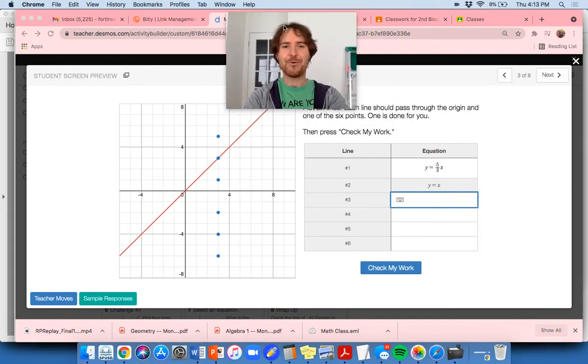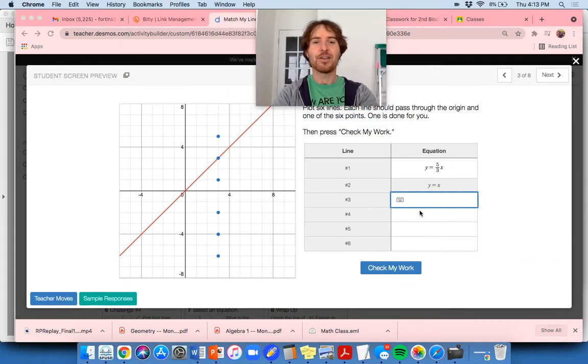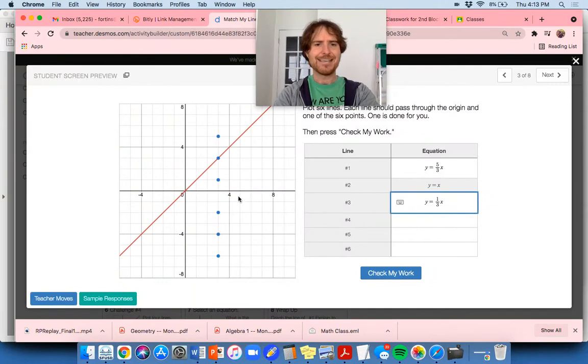Are you confident about that one too? I think you are. Okay, 3. This one here, so my run is 3, so I rise 1, I run 3. That's going to form that line right there, okay? So I'm going to get y equals 1 over 3 x, okay?